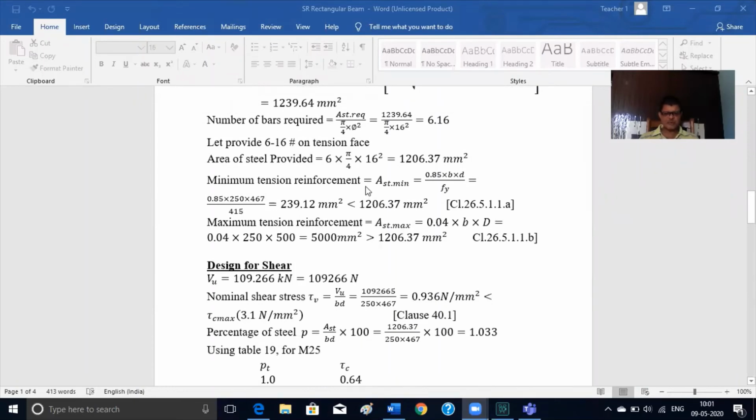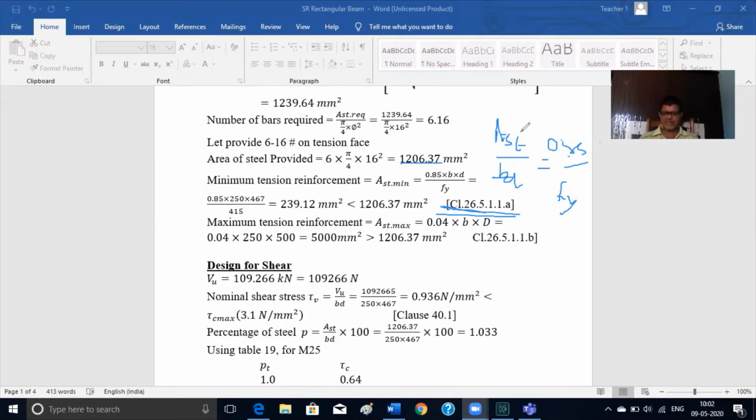Minimum tension reinforcement required: you go to clause number 26.5.1.1a from your code. You find there is a formula given for minimum reinforcement, that is AST by BD equal to 0.85 by Fy. This formula is given on clause 26.5. From this formula, what will we find out? What is the minimum steel requirement? We have provided this, but what is the minimum steel? The provided steel shall be more than the minimum and less than the maximum.